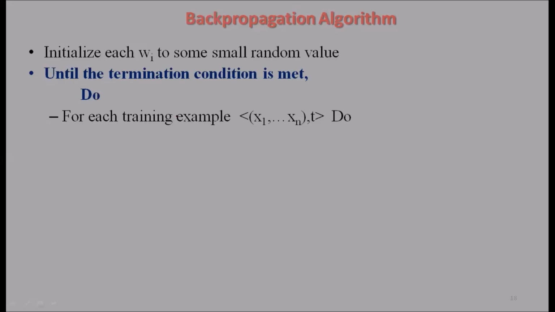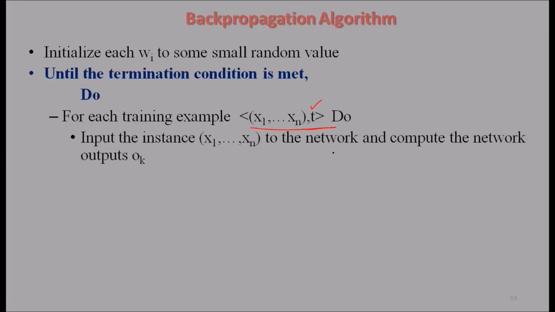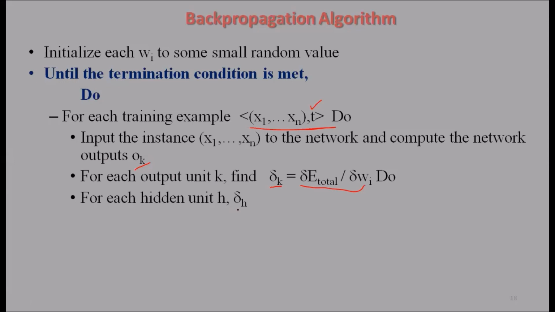But in practical, real-time applications, the sets of inputs are also more. For each and every input set, you have to train this neural network. So in the algorithm, it is written for this number of inputs for time period t, sets of inputs. What you have to do is input the instance to the network and compute the network output. Here it is written as Ok. For each output unit k, find del k. That we are doing. Find this partial derivative, that is the contribution of each weight to the output error, the total error. Do the same for each hidden unit h. Again we have to find del h using this formula for the hidden layer.